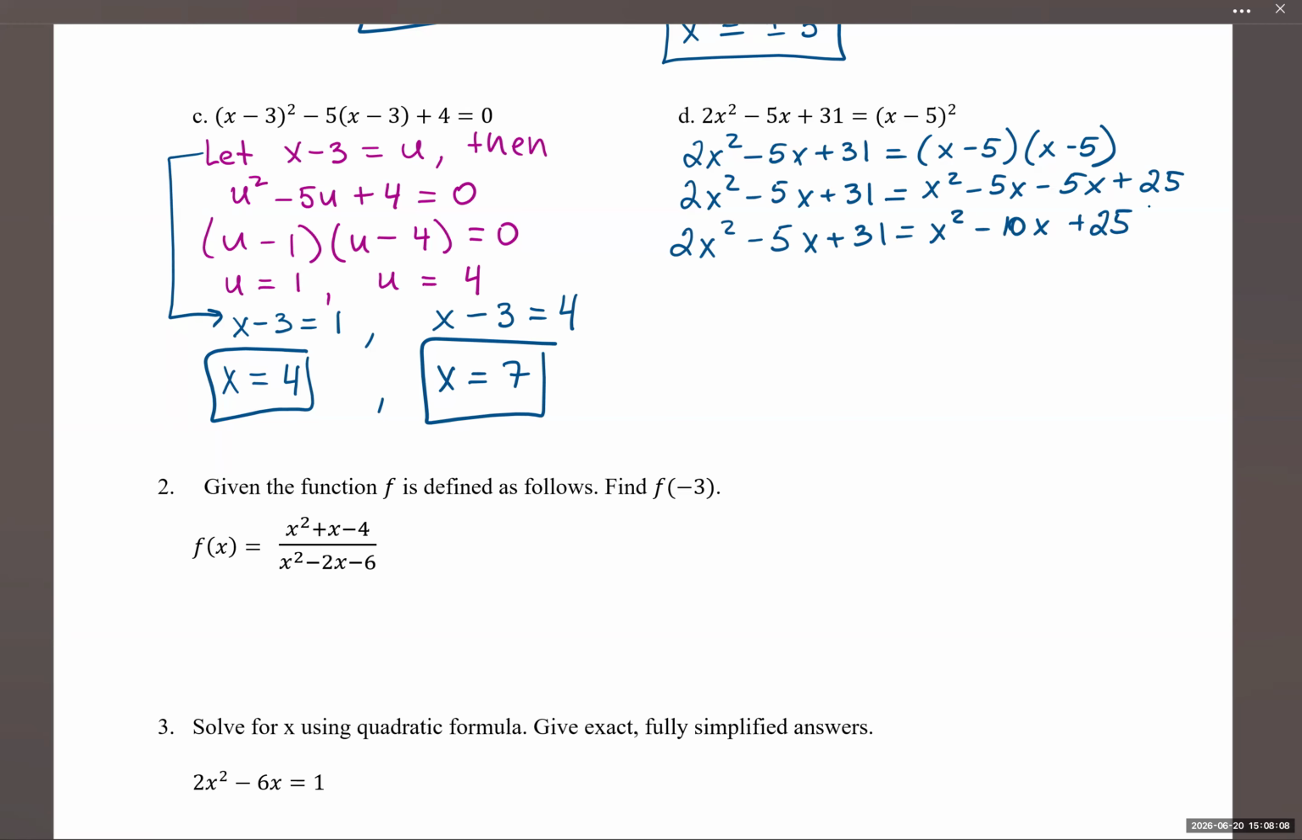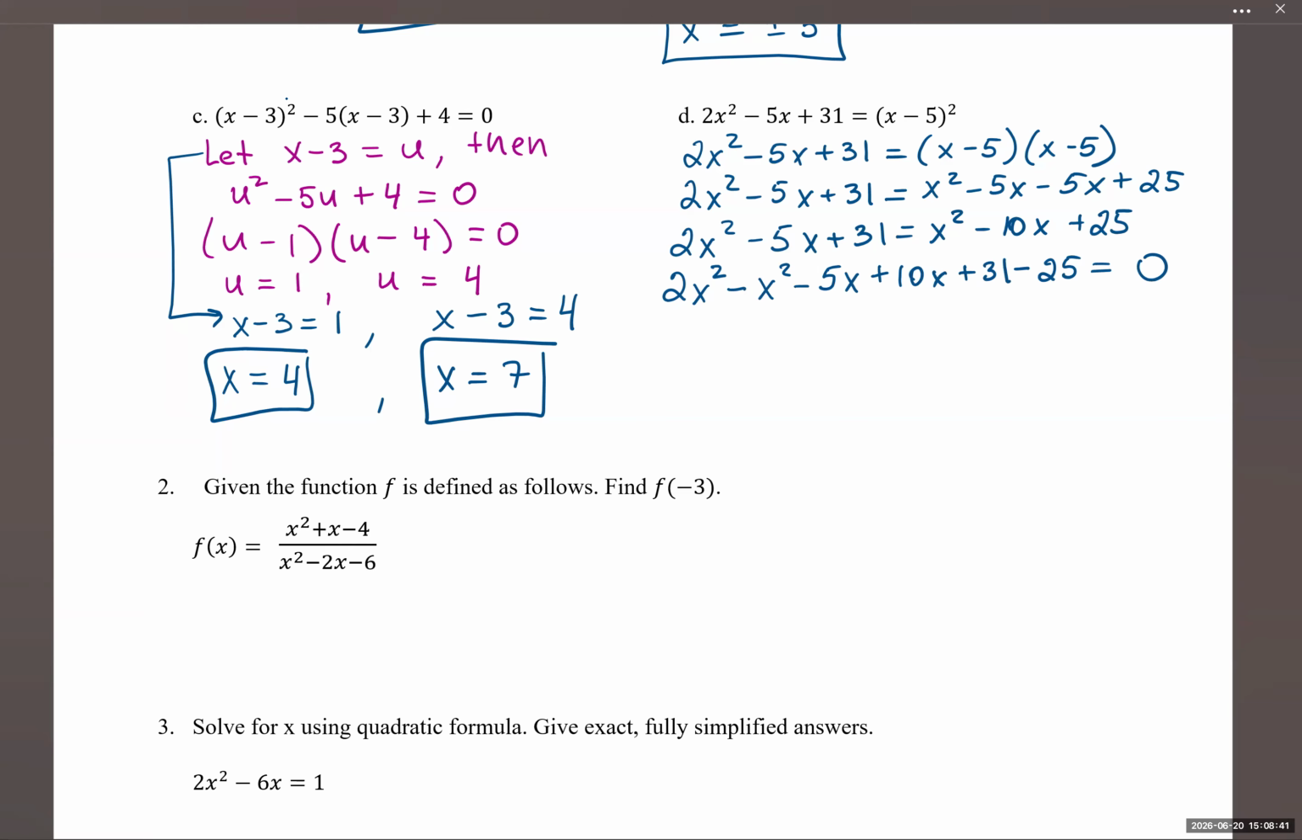Okay, now we have two quadratic functions on both sides of the equal sign. We have to move everything to the left-hand side and have a 0 on the right-hand side. So let's go ahead and do that. 2x squared from the left, and then minus x squared from the right. Then minus 5x, that was already on the left, plus 10x from the right, plus 31, that was already on the left, minus 25 moving the 25 from the right-hand side, equals 0.